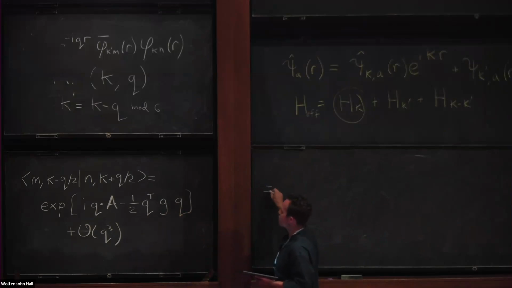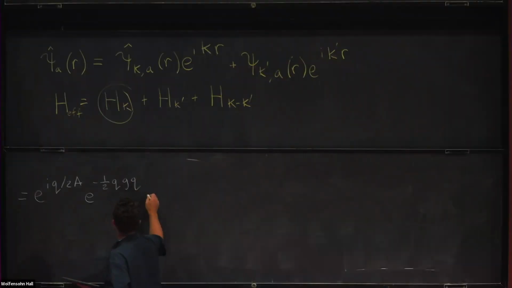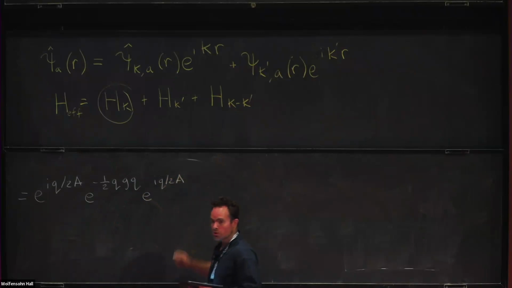I'll continue the equality here as e to the i q over 2a. I'm going to sort of Suzuki-Trotter it, because to this order, to order q cubed, it will be accurate to Suzuki-Trotter it: e to the 1/2 q g q, e to the i q over 2a, plus order q cubed. And then what I can do is just substitute that into the expression there.